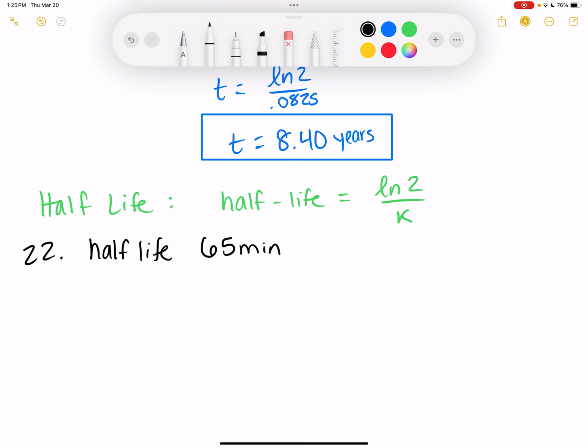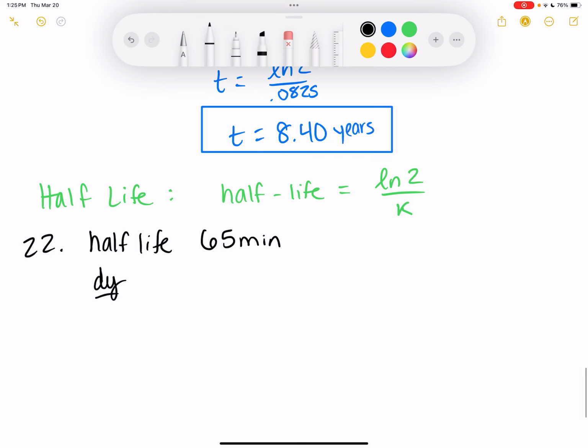An isotope of neptunium, NP240, has a half-life of 65 minutes. If the decay of NP240 is modeled by the differential equation dy/dt equals negative ky, where t is measured in minutes, what is the decay constant k?